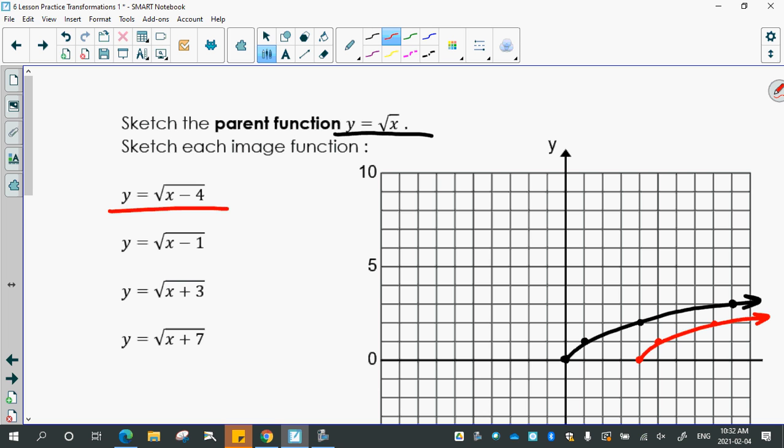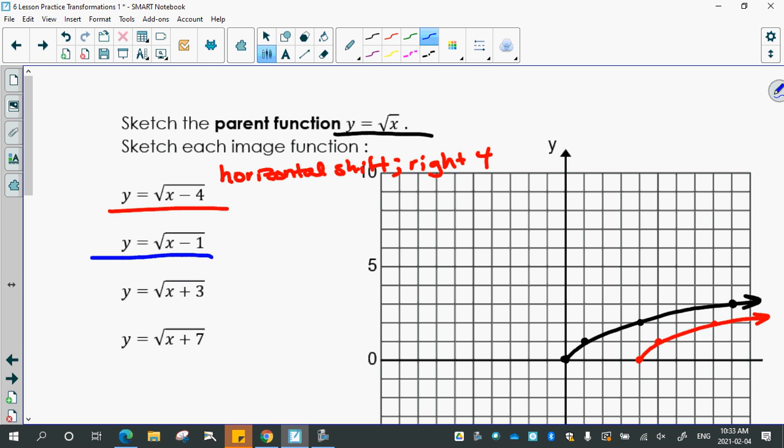This one's called a horizontal shift. Just a shift. Shifts don't change its shape. And then you say specifically in this case, it's right 4. Okay. Horizontal shift, right 4.